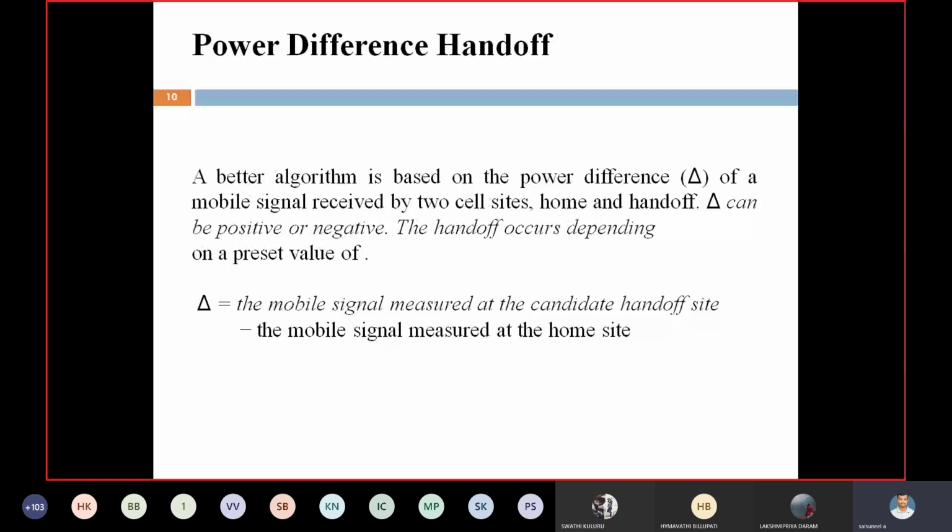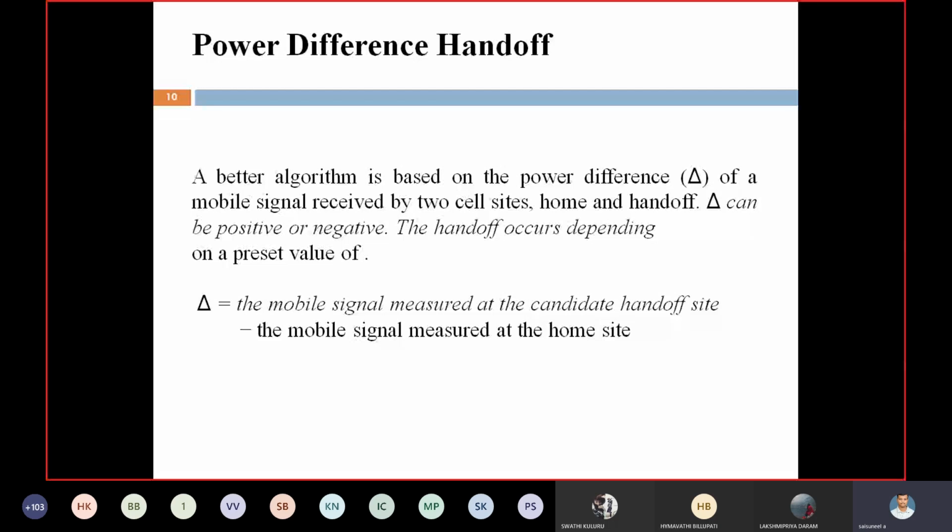The delta value is equal to the signal measured at the candidate handoff site minus the mobile signal measured at the home site. Suppose a call is initiated in one cell site. At that time, we have to calculate the signal strength, and the mobile can move to another, new cell site, so we calculate the signal strength there too. The difference between these two is the power difference. This can be either a positive value or a negative value. Based upon this delta value, we decide.